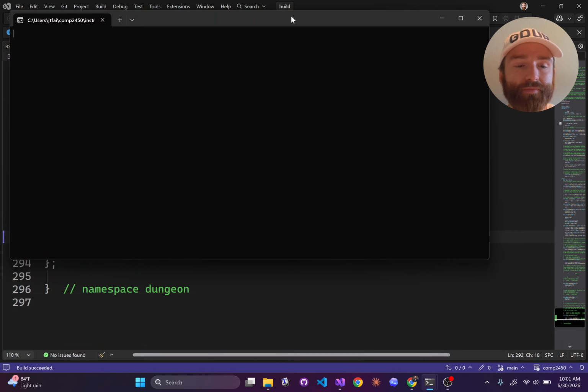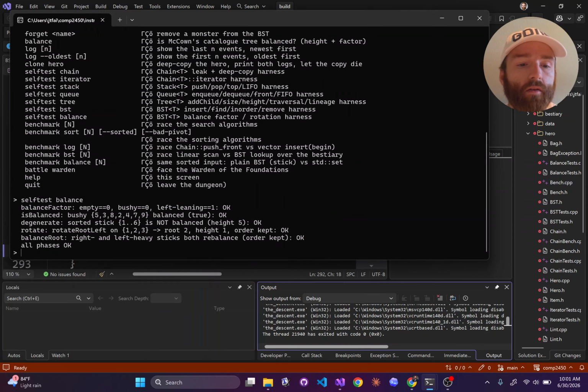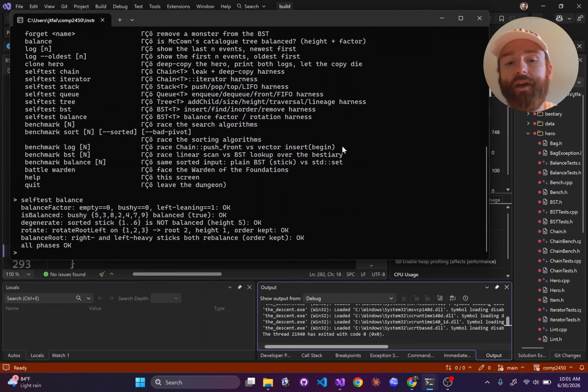Exciting, isn't it? Boom. Look at that, man. I love to see all green, don't you? So all the phases are good. Phase 5 confirms balance root rebalances a right heavy stick and a left heavy one. It picked the correct rotation in each direction and kept the order both times. You now have by hand every ingredient of a self-balancing tree: the measure, the move, and the decision.